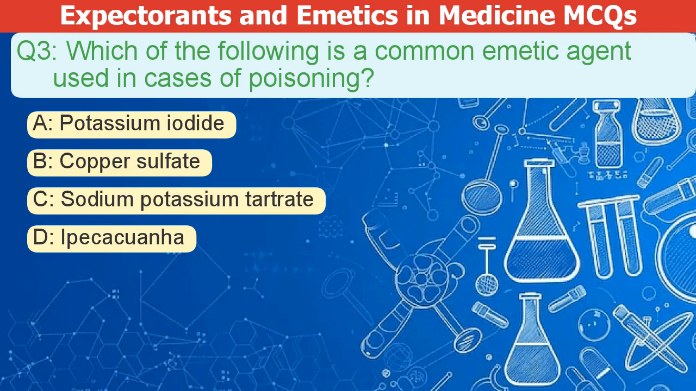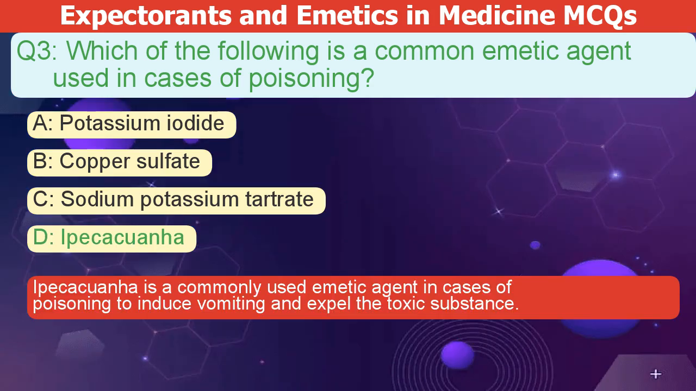Which of the following is a common emetic agent used in cases of poisoning? A. Potassium iodide. B. Copper sulfate. C. Sodium potassium tartrate. D. Ipecacuanha. The correct answer is D. Ipecacuanha is a commonly used emetic agent in cases of poisoning. It induces vomiting to expel the toxic substance.